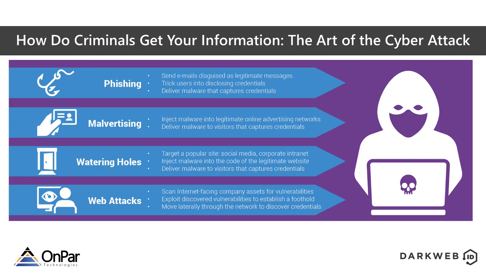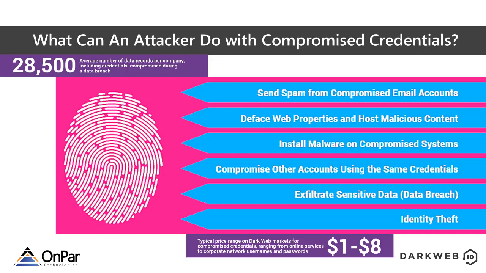So now that you know the ways that they try to steal your information, let's look at what they do with the information they obtain. And pardon me, but this might be a little blurry. But before we get into the information, I just want to point out a couple of statistics. 28,500 is the average number of data records per company that are compromised when a network is breached. And when that network is breached and those credentials are compromised, those credentials can sell for as little as $1 on black web marketplaces. Who would have thought that your email and your password would be worth so little, right?